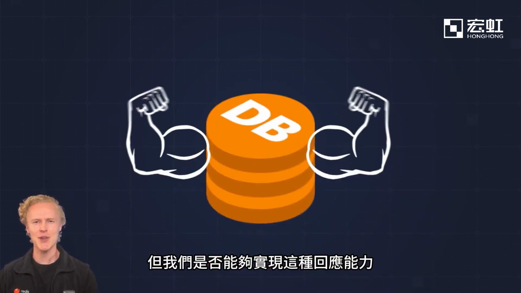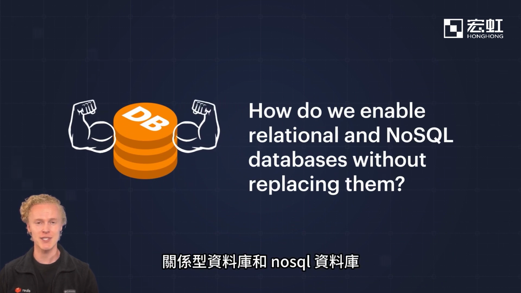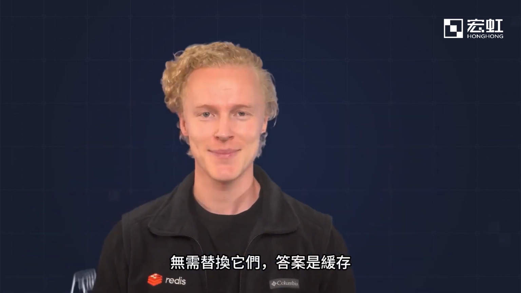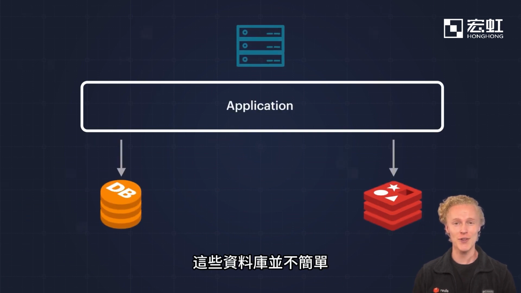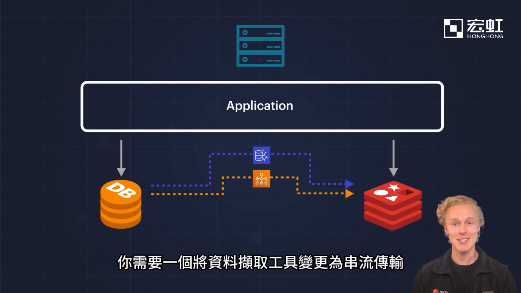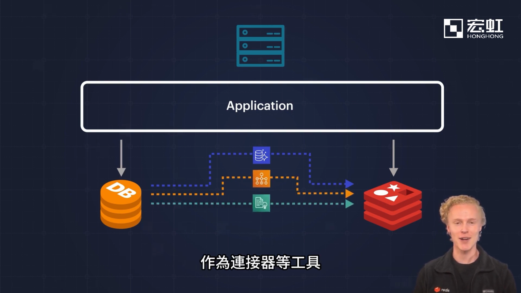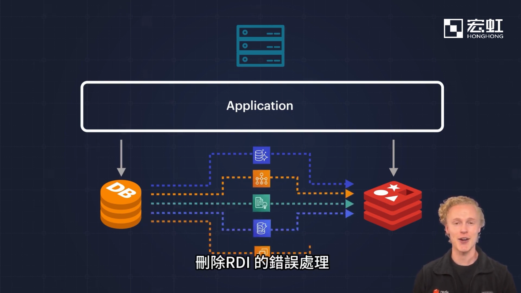But how do we enable that responsiveness in relational and NoSQL databases without replacing them? The answer is a cache, of course, but building a cache prefetch for these databases is not simple. You need a change data capture tool, a streaming tool, Redis connectors, and more, including coding transformations and error handling.